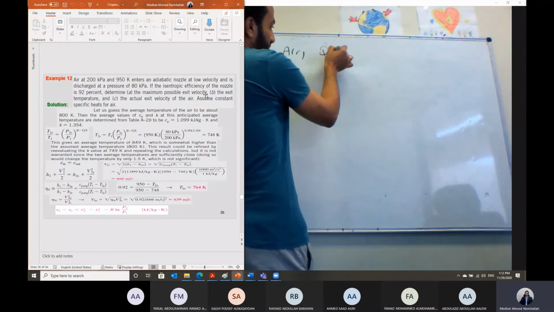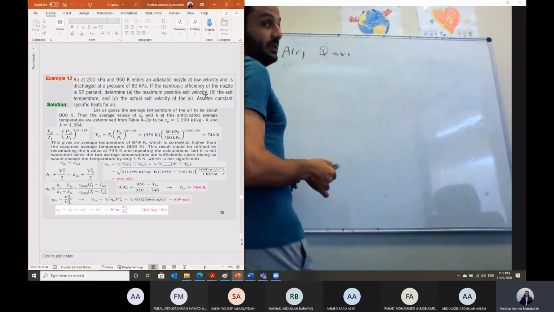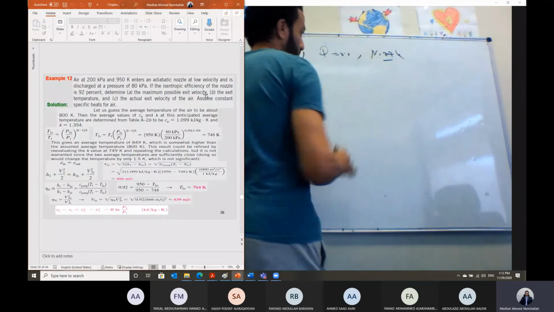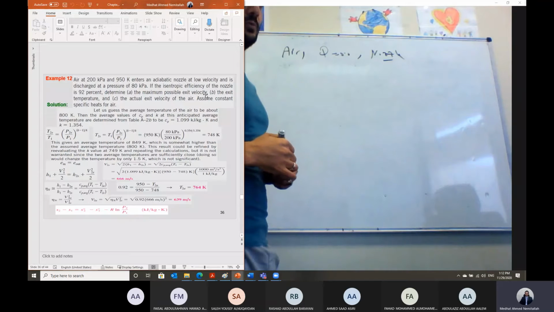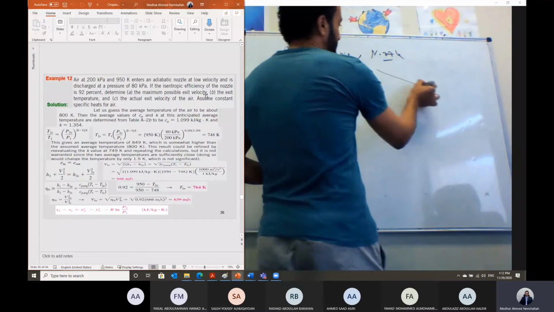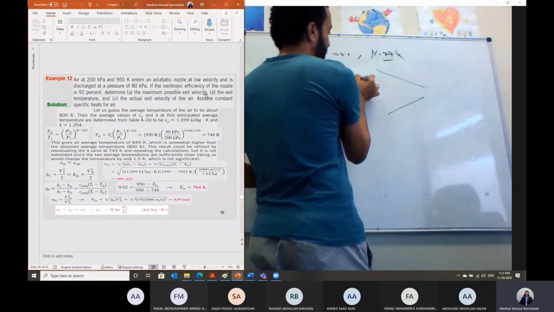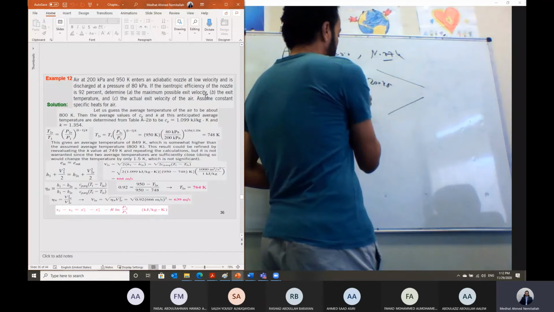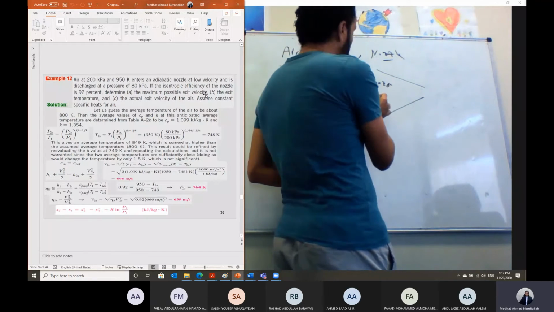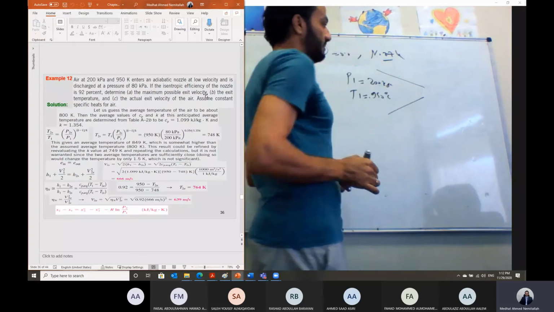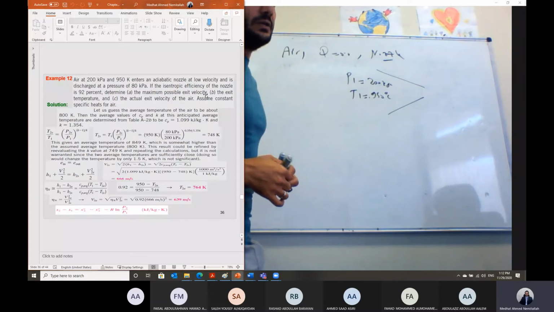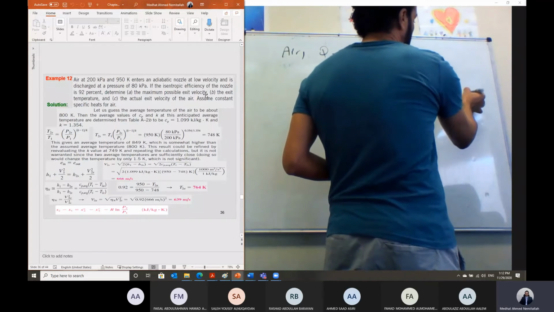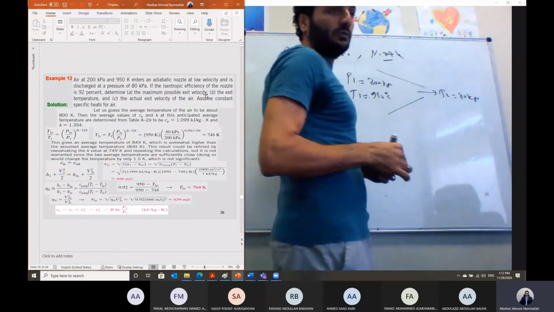So adiabatic, I have to translate this: heat transfer is 0, and in this case the device is a nozzle, which is a steady flow device, an open system. So this is the nozzle. The flow is coming at pressure P1 equal to 200 kilopascal and temperature T1 equal to 950 degrees C. The working fluid is air. This is expanding inside this nozzle and leaving at pressure P2 equal to 80 kilopascal.